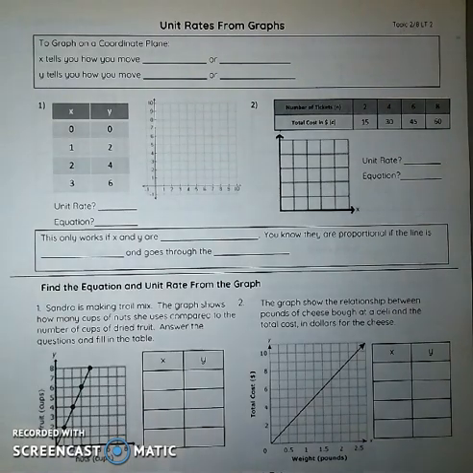Today we're going to be discussing how we find unit rates from graphs and how tables, unit rates, graphs, and equations all fit together. Now before we get started, we're going to talk a little bit about our coordinate plane. So remember that our coordinate plane is where we plot points.